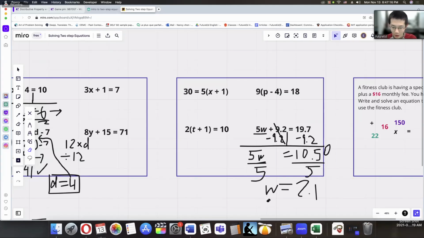So Jason, can you check that 2.1 is the correct answer here? Yes, sir. Can you verify it? So what is 5 times 2.1? 5 times 2.1 is 10.5. 10.5 plus 9.2? 19.7. So is 19.7 equal to 19.7? Yes, sir. 19.7 times 1 is 19.7. Okay, that wasn't very necessary, but sure.